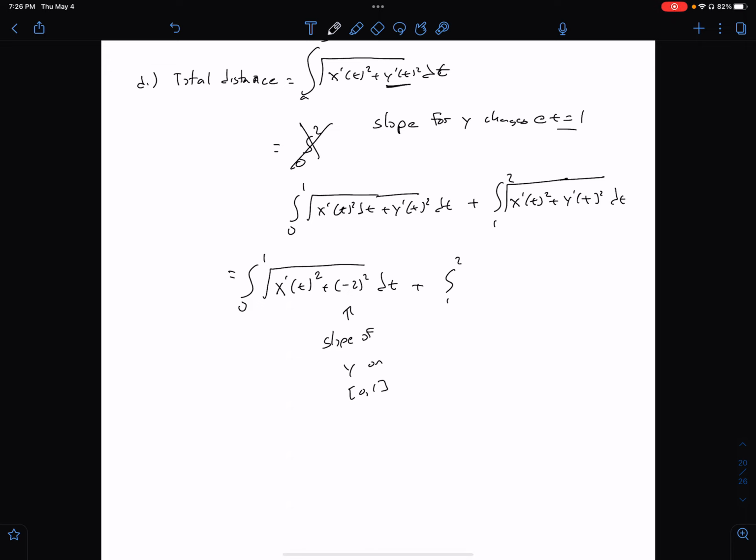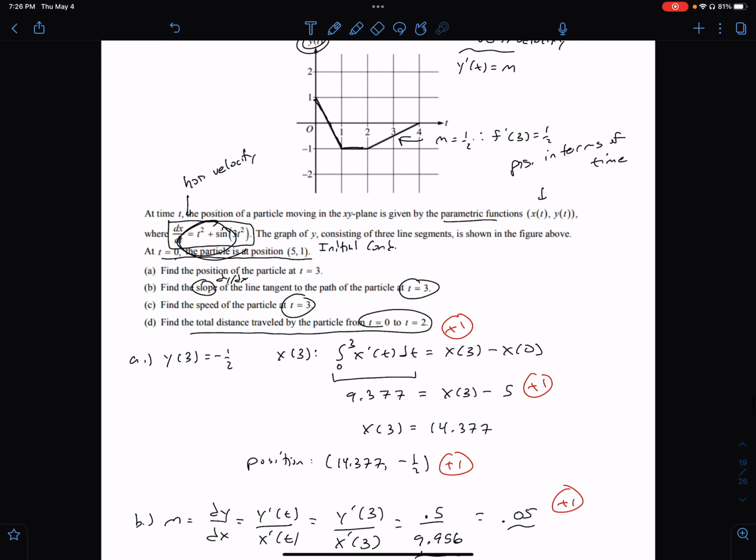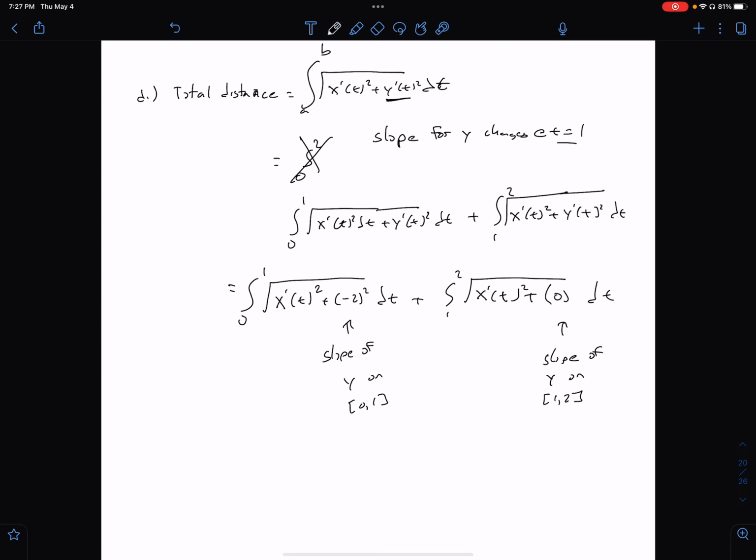Plus 1 to 2, the square root of x prime of t squared, same one here because x prime is just going to be the same because it's not changing. Plus, whoops, don't put the square on the inside. Put the square on the outside. Plus, now we need the slope of y on the domain 1 to 2, dt. And to get that, we go up here from 1 to 2, the slope is just 0. So I can just plug in 0, and I would square that.